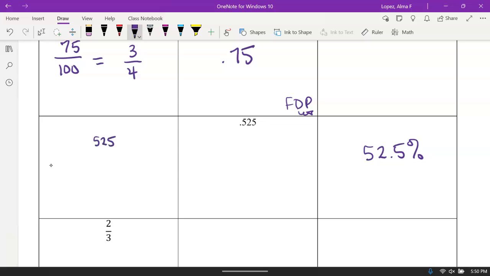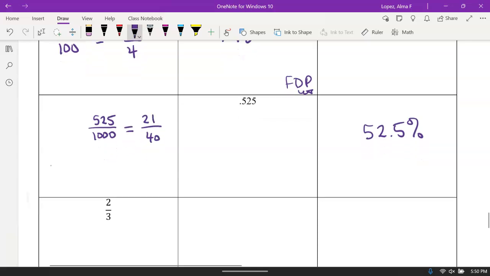525 tenths, hundredths, thousandths. And I would never be that mean to you. But it does reduce to 20 over 40.